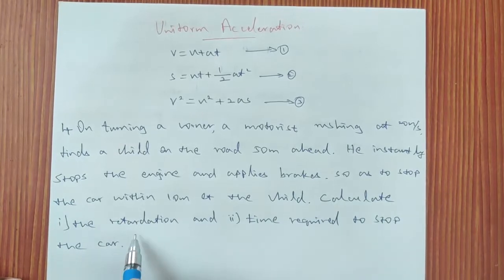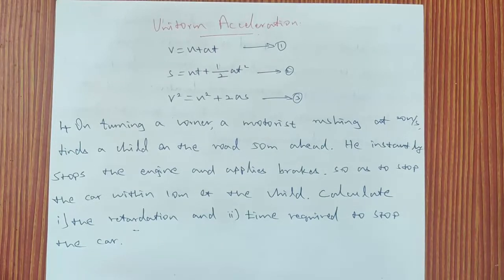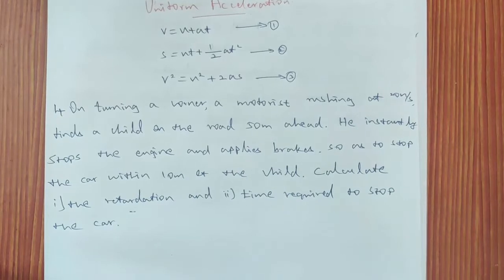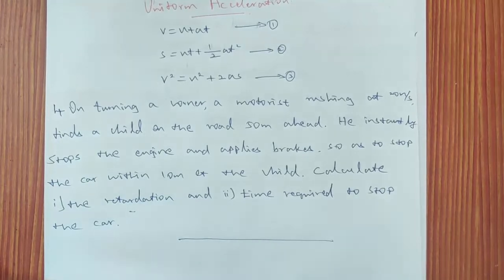Okay, first of all, what is meant by retardation? It is opposite to the acceleration. Acceleration increases the velocity, retardation decreases the velocity. So we will try to construct a simple line drawing. So this is the position of the motorist.